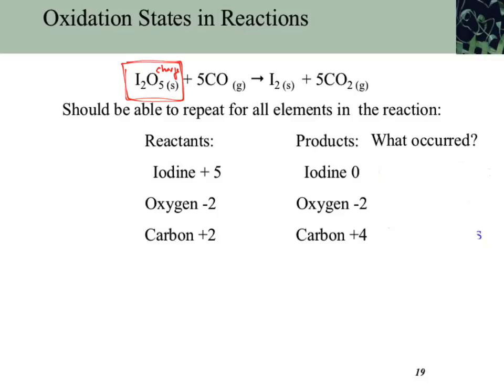But wait a second, what did I say oxidation state was? The balance of protons and electrons. So I'm using a very similar definition for both charge and oxidation state. The difference is that charge is the balance of protons and electrons on anything. Oxidation state is the balance of protons and electrons on an atom.